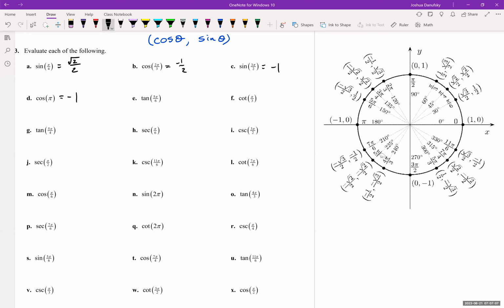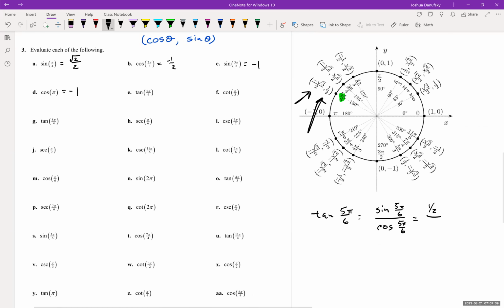Moving on, we want to look at the tangent of 5 pi over 6. And the thing to remember, the tangent of an angle, in this case 5 pi over 6, is equal to the sine of that angle over the cosine of that angle, right? That was the ratio identity. So all we need to do is go to 5 pi over 6, which is right here. We're going to take the sine, which is the y value, right? Which is that right there, which is 1/2. And the cosine, which is -√3 over 2, and form this fraction.